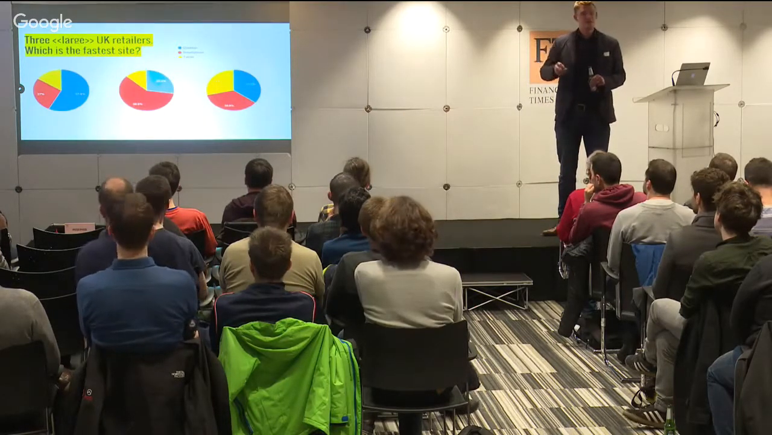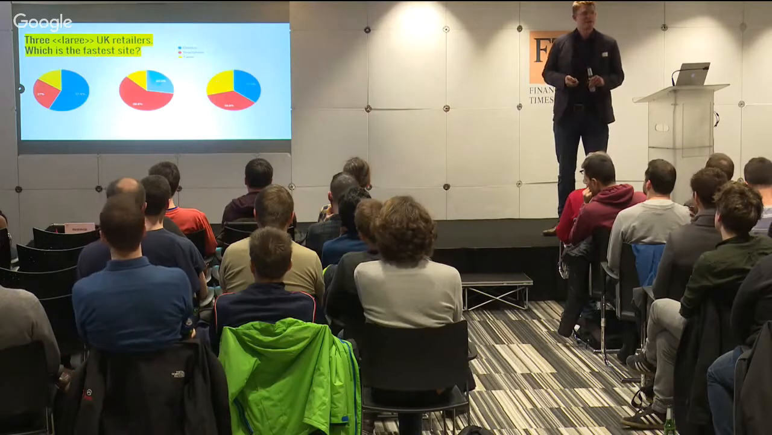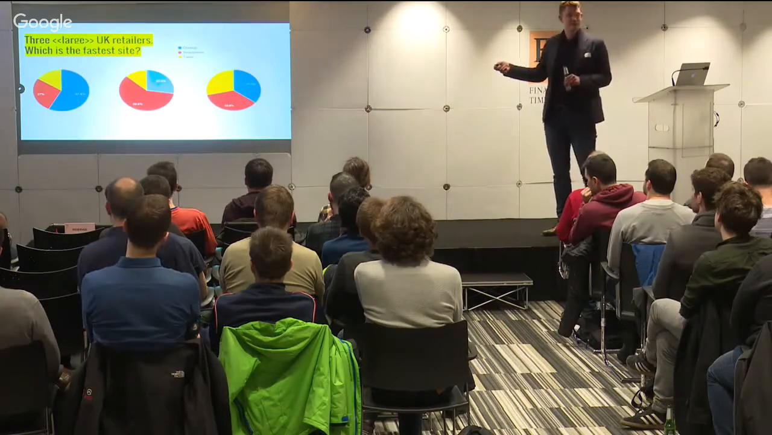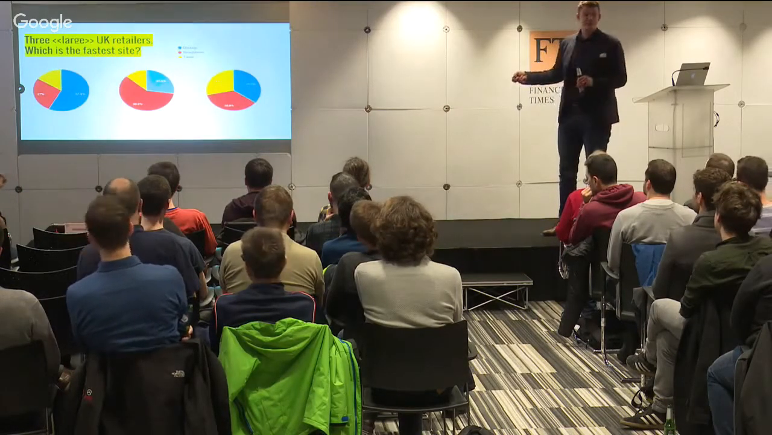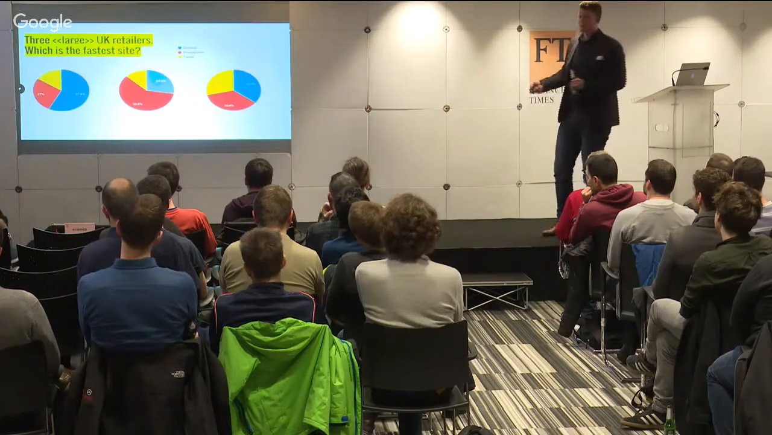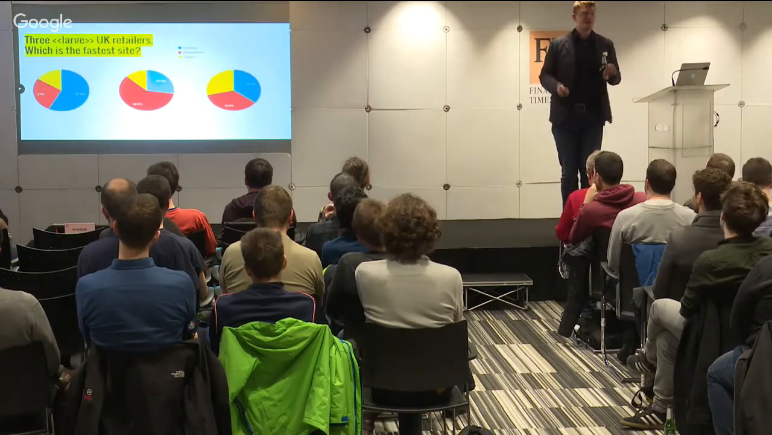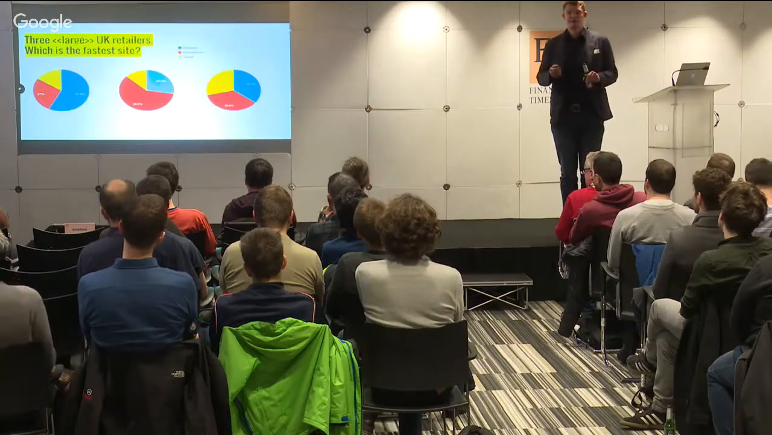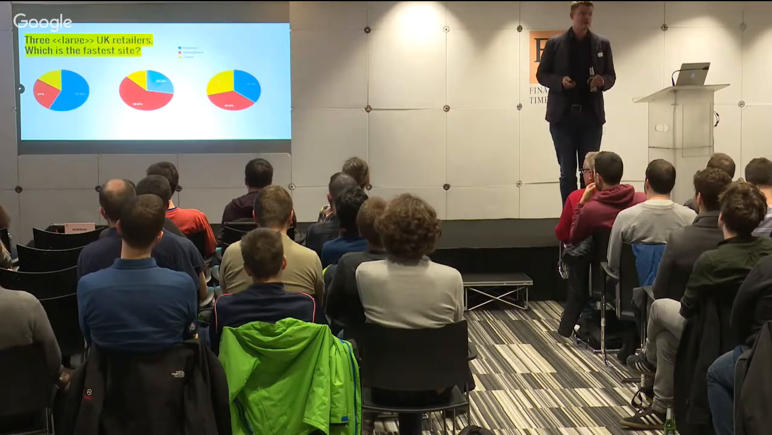So this is the real stats from 3 UK retailers. Red is mobile traffic as a percentage. You've got 27% on the left, close on 60% in the middle, and 36% on the right. Which of these sites do you think is the fastest? The middle one. And it's actually quite a stark difference.